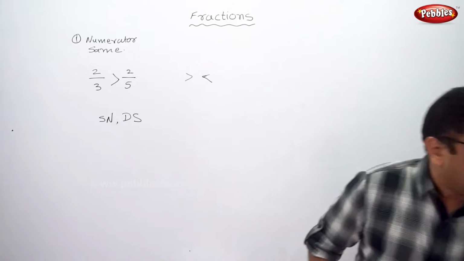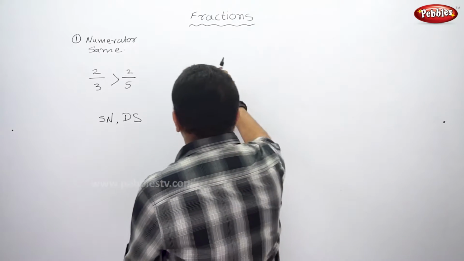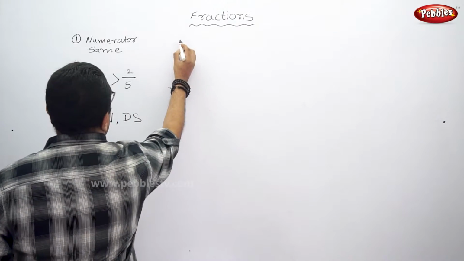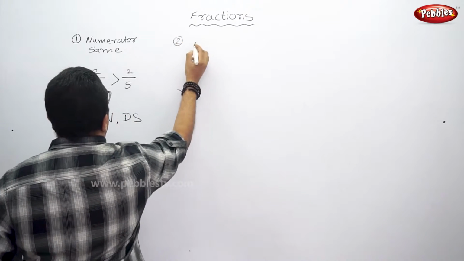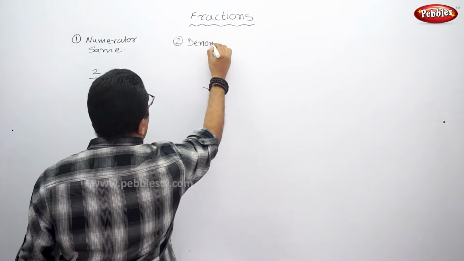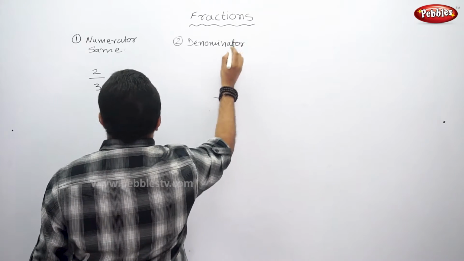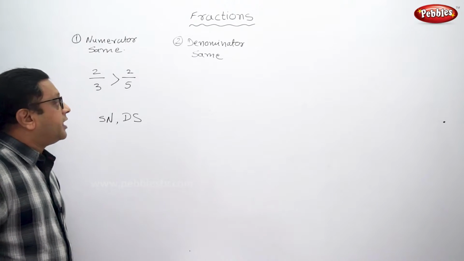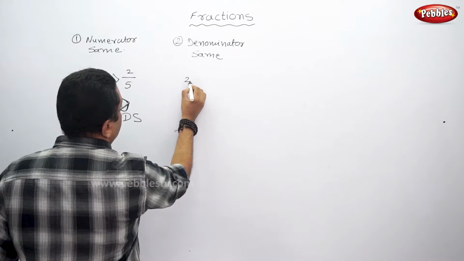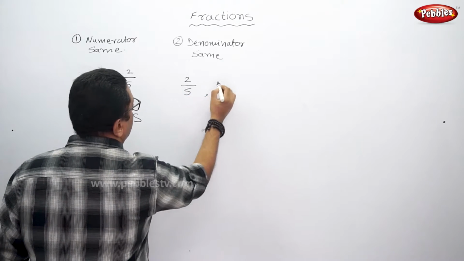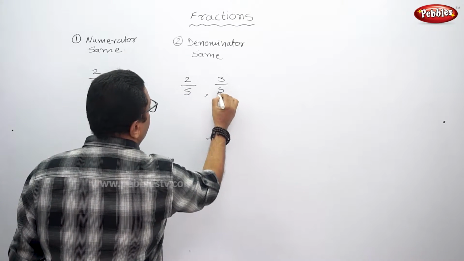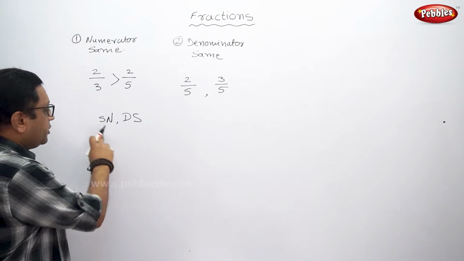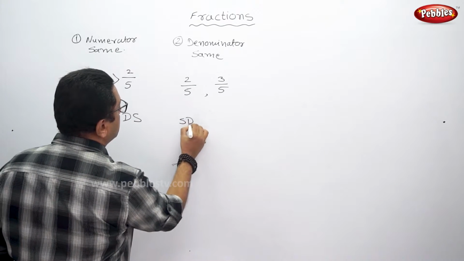Now let us take the another case where we have got the denominator same. So my second case is denominator same. We'll take one example, that is 2 upon 5 and 3 upon 5. Now in this case the denominator is same, so I will name it as SD.